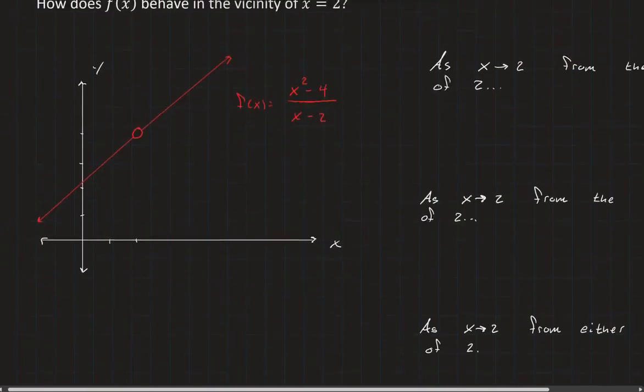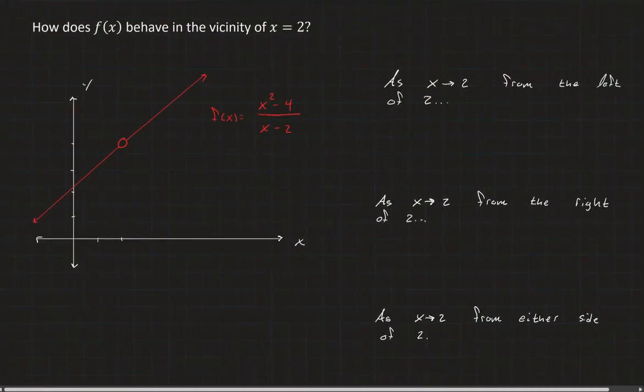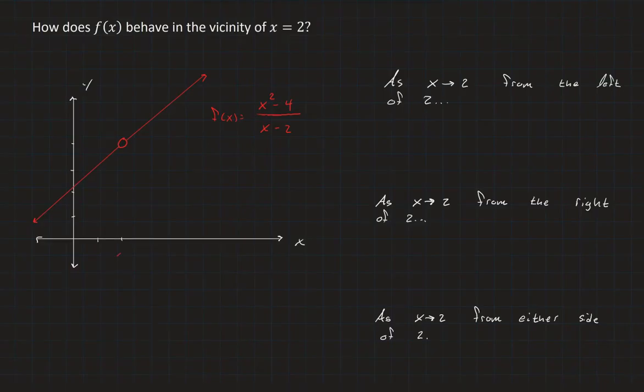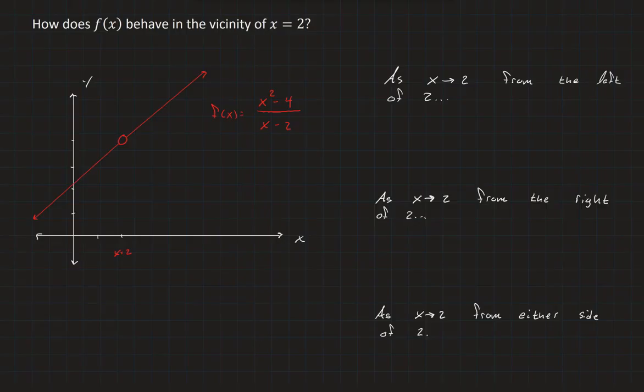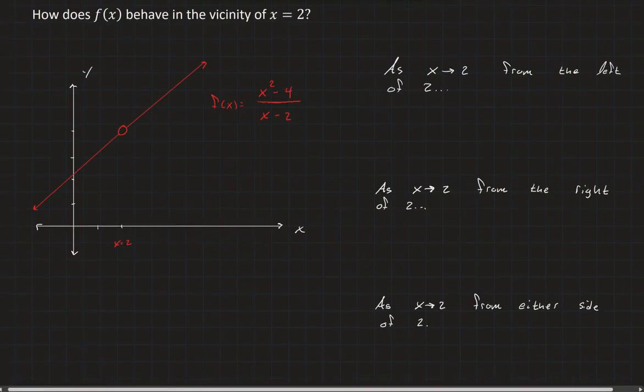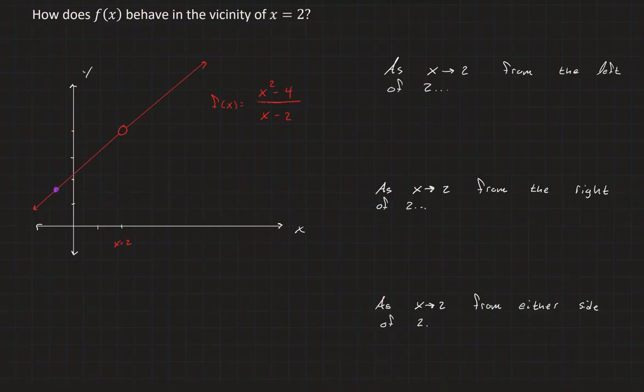So we're going to ask ourselves, how does f of x behave in the vicinity of x equals 2? Notice right here, here's my x equals 2 value. Now, if I want to describe the behavior of this function at x equals 2, one way that I can start doing that is describe the behavior as I approach that value along the x-axis from the left and from the right and from both sides at the same time. So here's what I'm going to do. I'm going to put a point somewhere to the left of x equals 2. I'm going to call this point x, f of x.